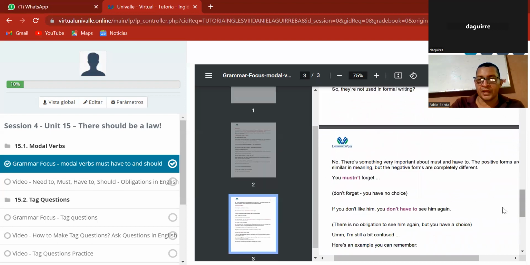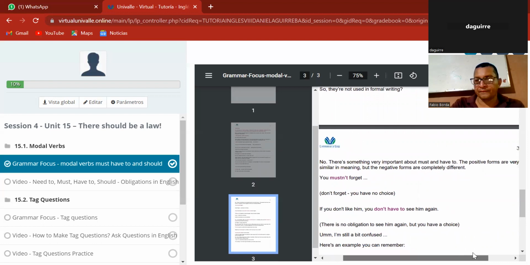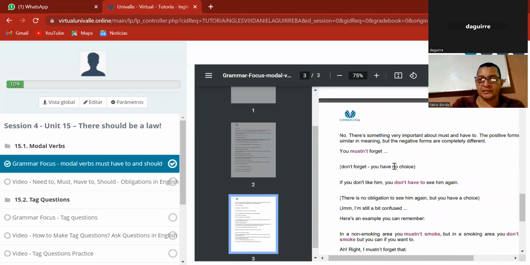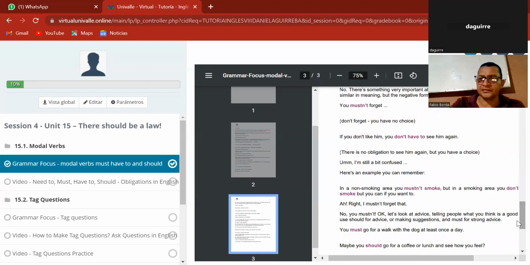There is something very important about must and have to. The positive forms are very similar in meaning, but the negative forms are completely different. You mustn't forget. Don't forget, you have no choice. If you don't like him, you don't have to see him again. This is something clear, okay, Daniel? Yes, it's clear for me.